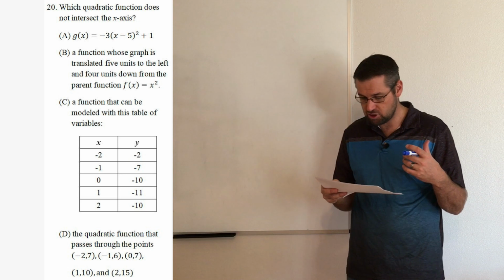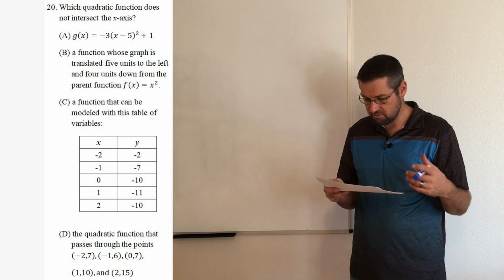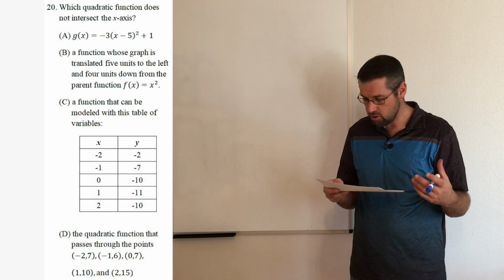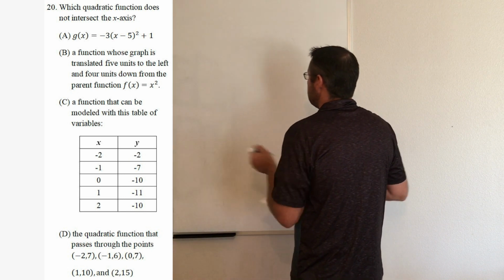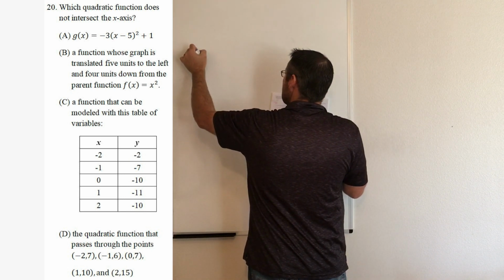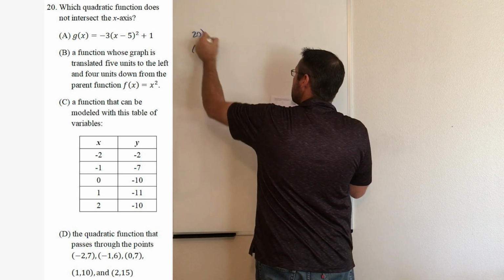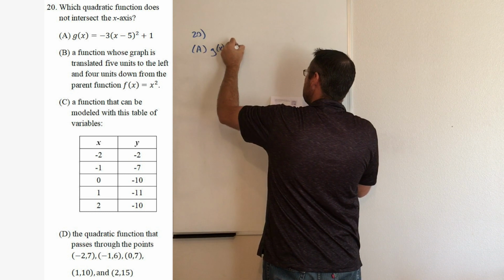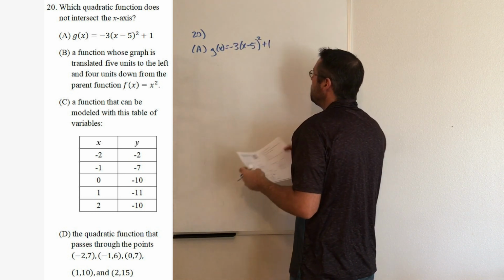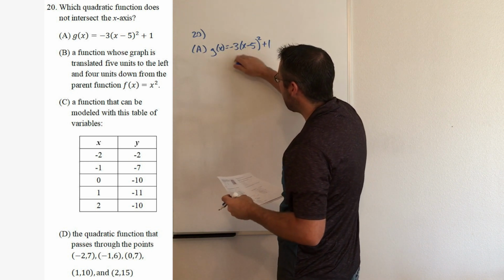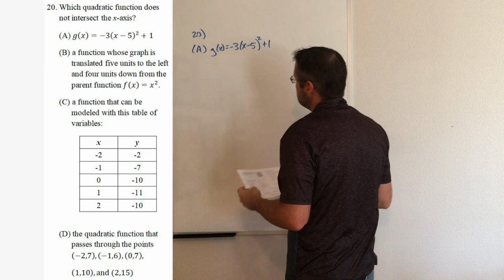It gives us g of x in an equation. It gives us a table. It gives us values of coordinates, and it says which quadratic function does not intersect the x-axis. So I'm going to kind of break these apart here. Looking at option A for number 20, it says g of x is equal to negative 3 times x minus 5 squared plus 1. And we want to see if this parabola, you see it's a parabola because it's got x squared in it, will cross the x-axis.